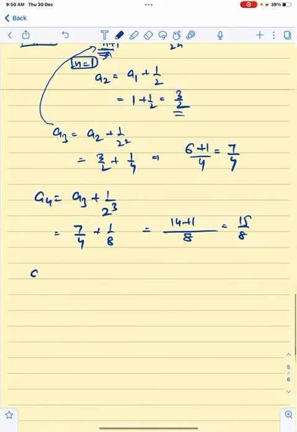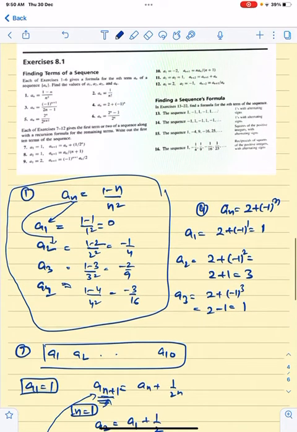And similarly you can go for a5. In place of n you have to put 4 here. Then for a6 you have to put n equals 5, and so on, right? So similarly you can calculate the next remaining terms, and you have to do the rest of the questions the same way. It's quite the same for all of them, right?